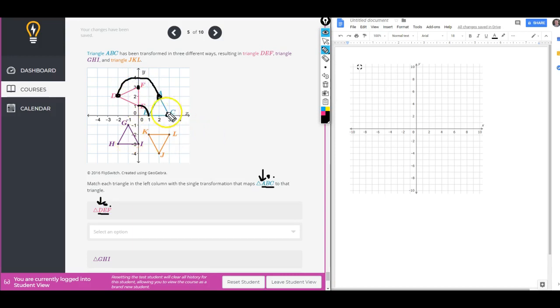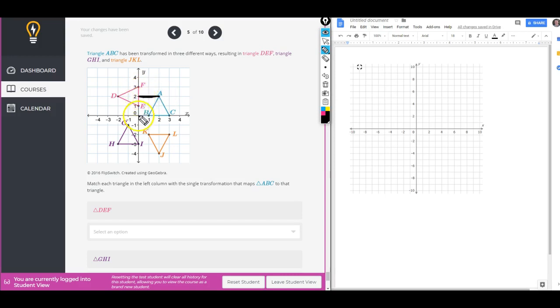And I'm just looking at this, and it looks like a rotation, because point A became tipped on its side to be point D, so it looks like a rotation counterclockwise 90 degrees. Now, how am I going to check that? I am going to rotate this point counterclockwise 90 degrees.